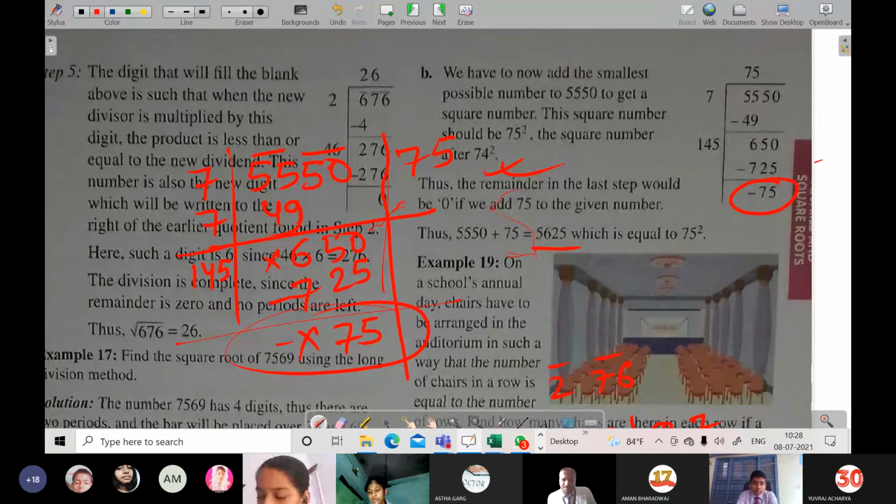Is it being clear? Yes, sir, clear, sir. But that minus 75 is removed, sir. To remove this much should be added, na? Then only it will be becoming 0. Sir, can you take another example, sir?